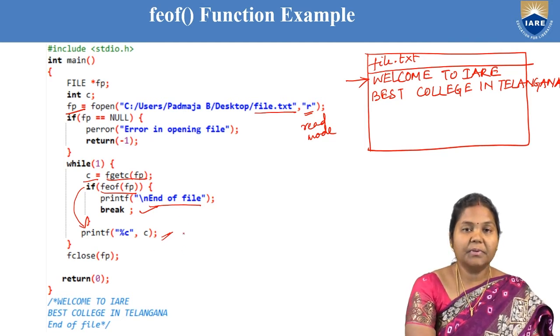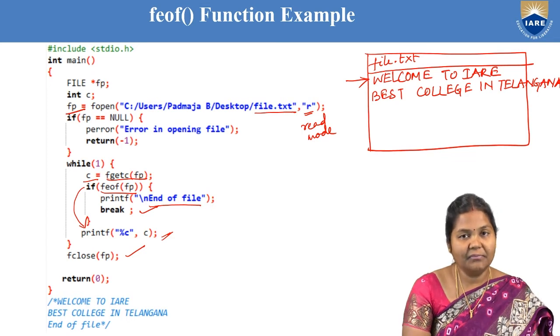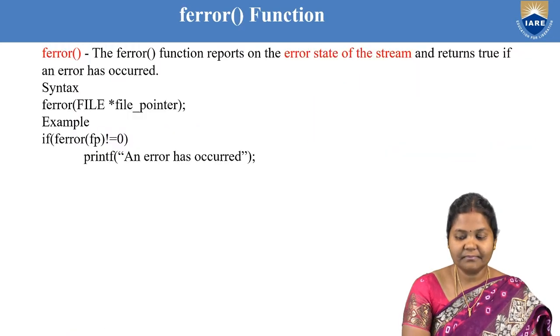This process will go on repeatedly because the while loop is always true. When it reaches the end of the file, the break statement will be executed and it will close the file. So, this is an example of the end of file function, the feof function.